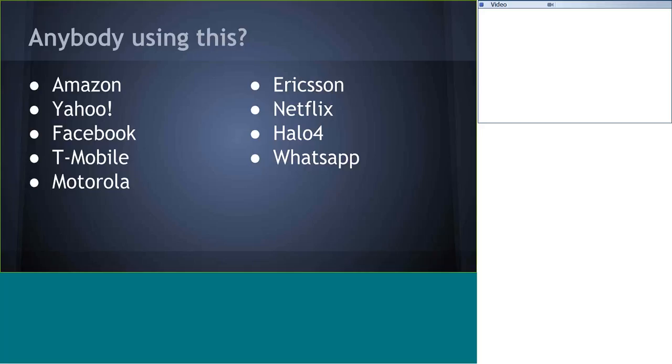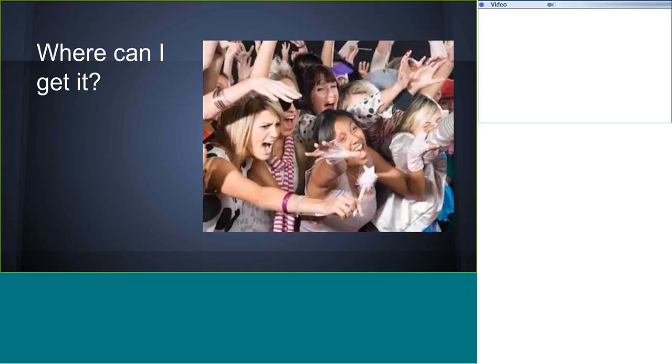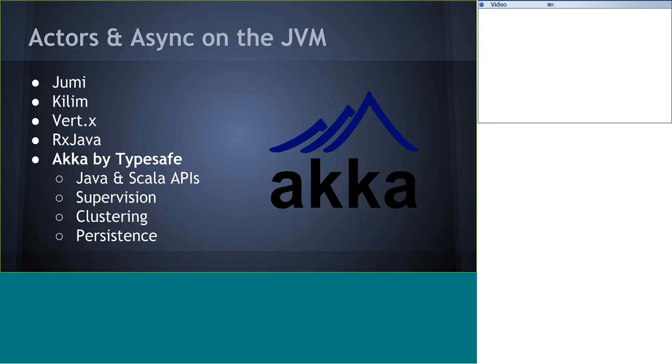WhatsApp developed their backend in Erlang. Halo 4 was written in a .NET actor system called Orleans, a really interesting actor system. So where can you get it? On the JVM, none of us are on the JVM, but if you were, you can get it from these places.